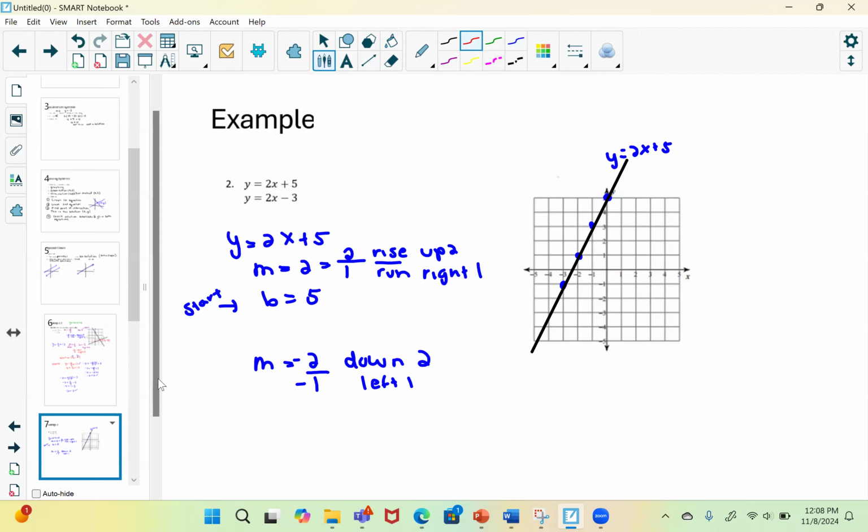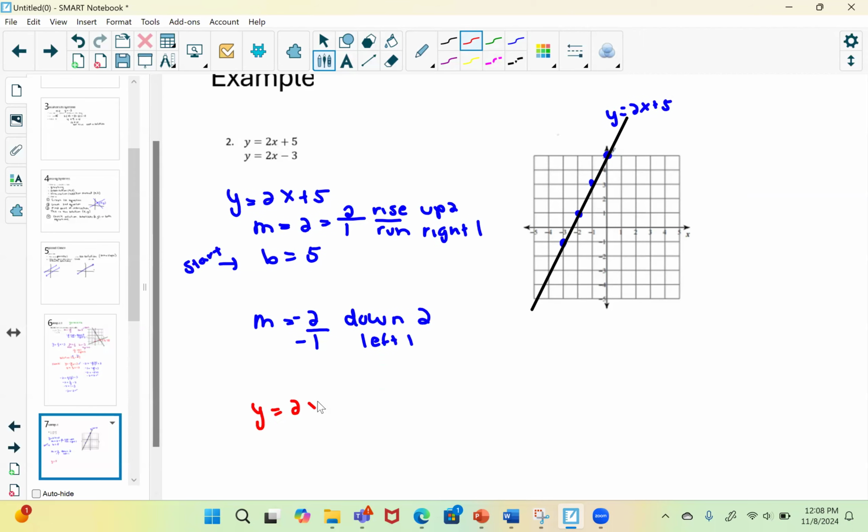So label that line. The second line is y equals 2x minus 3, okay? So m is 2, b is -3. We start on the -3. Okay, so I make a point on the y-axis at -3. My slope is 2 over 1, so I'm going to go up 2, right 1. And I'm going to do it again, up 2, right 1. We can keep just counting the same slope to make the line. Okay, we could also go from this point down 2, left 1.